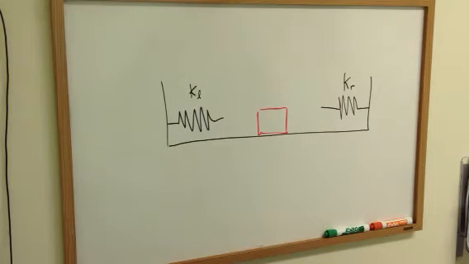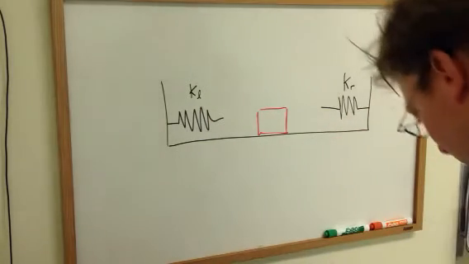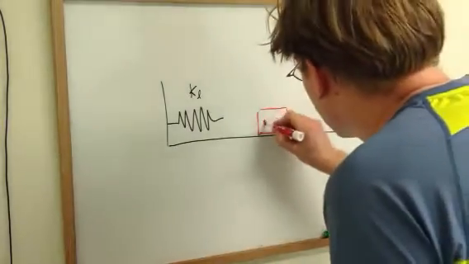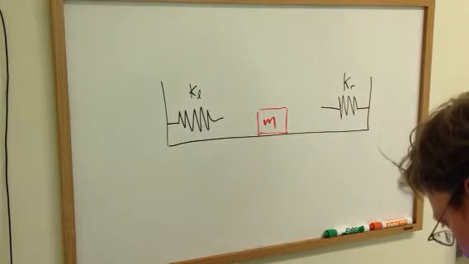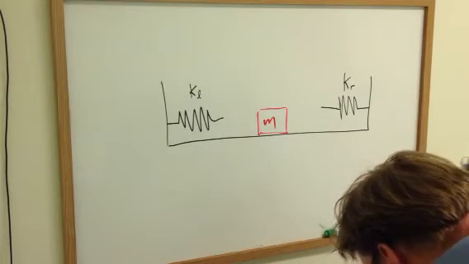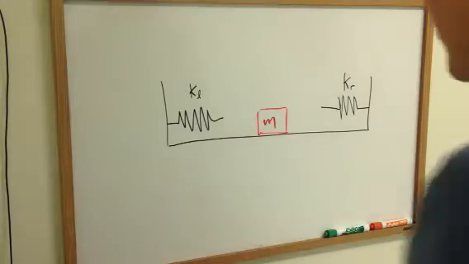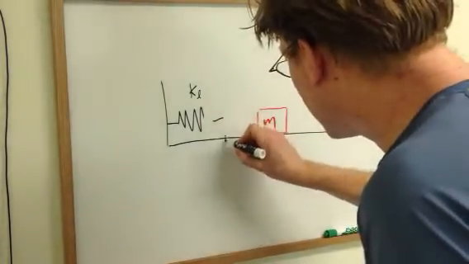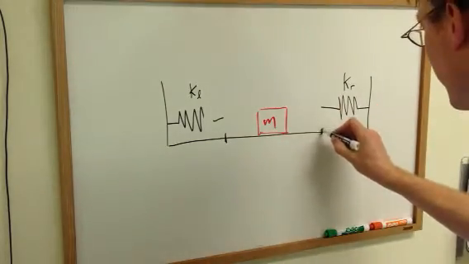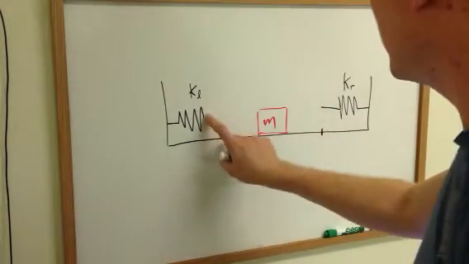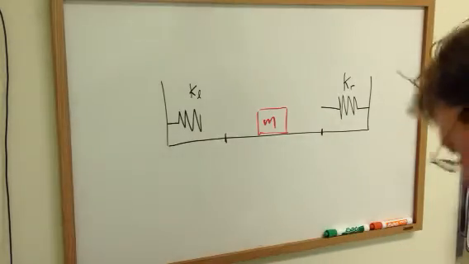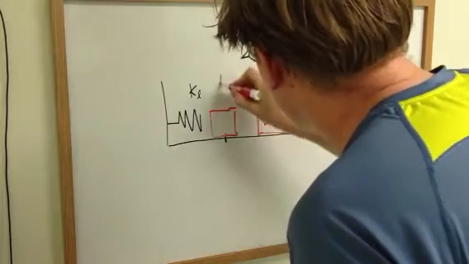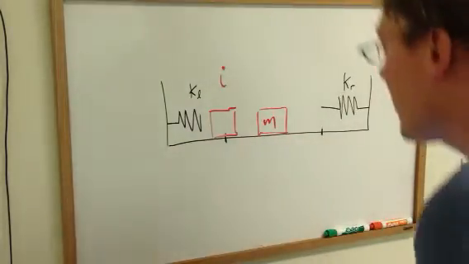They have spring constants. And it has a mass here, and it moves back and forth. The box is initially pressed against the stronger spring. So the spring has an equilibrium point right there, and it's initially pushed against that, compressing. So I'm going to put I for initial situation here.